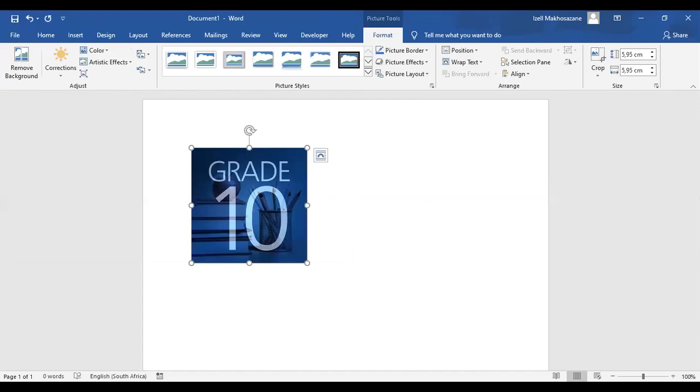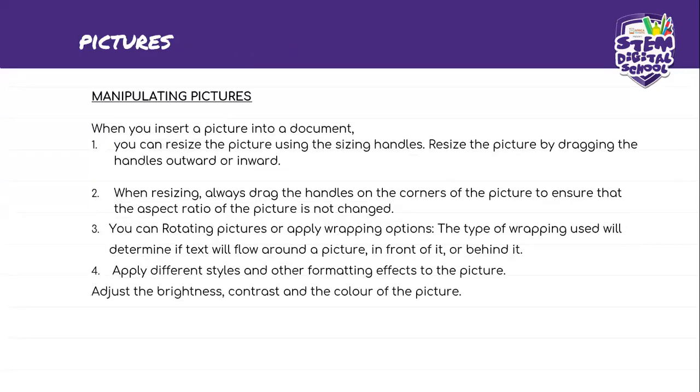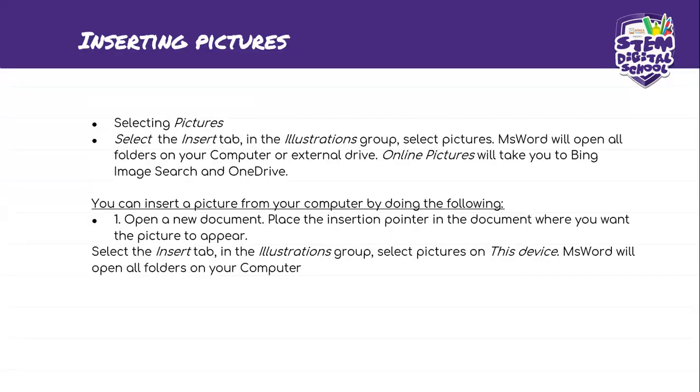Okay, open a new document. Place the insertion pointer in the document where you want the picture to appear. Right, so please take notes. Place your cursor or place the insertion pointer in the document where you want the picture to appear.